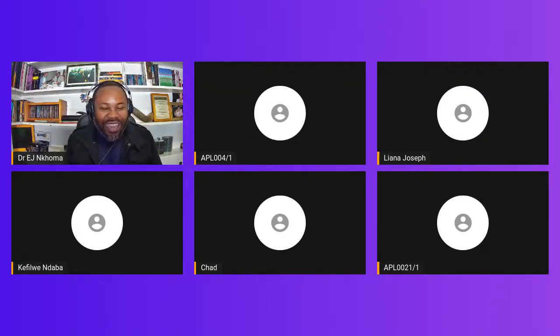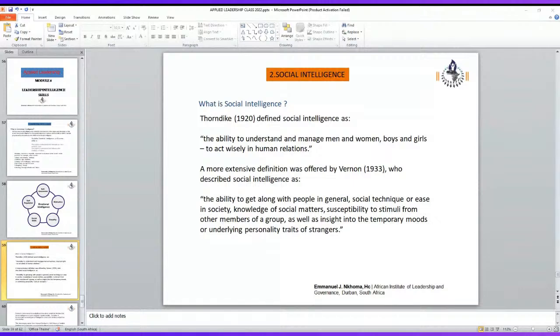Reverend Chad, can you hear me? I wanted to get on Reverend Chad. We are doing social intelligence, but it seems I've asked you to unmute your mic, Reverend Chad. Okay. It seems he's using headsets or something like that. And when these people are using headsets, they fail to unmute. Okay, so let's proceed. Let's go back to our sessions.